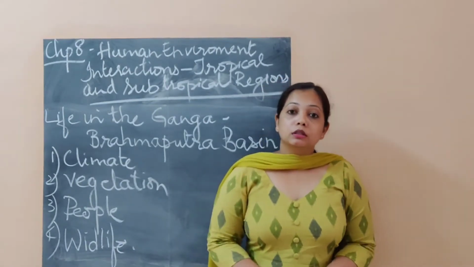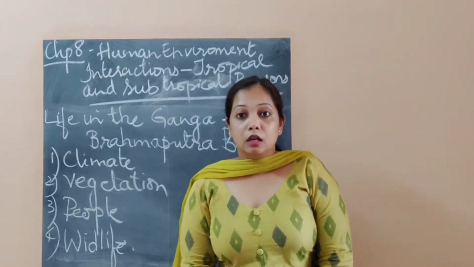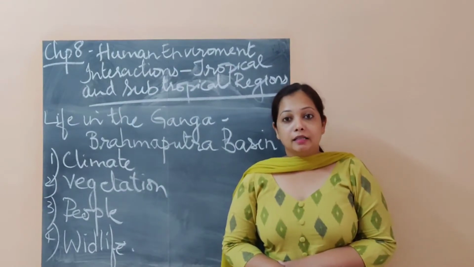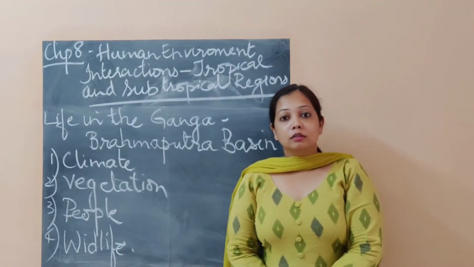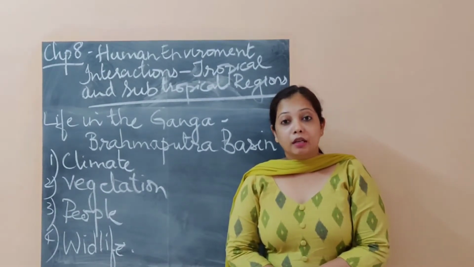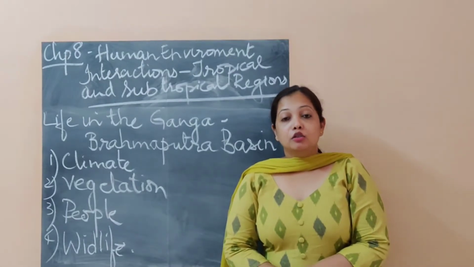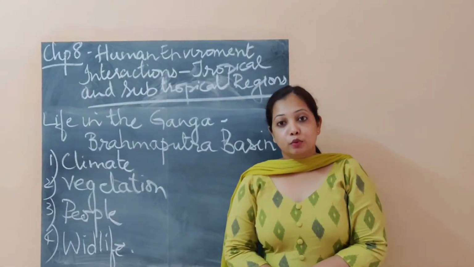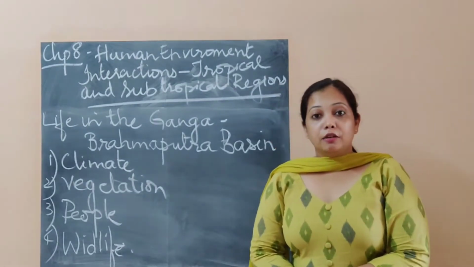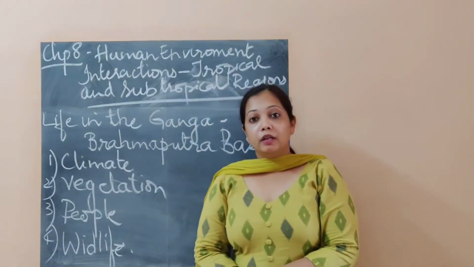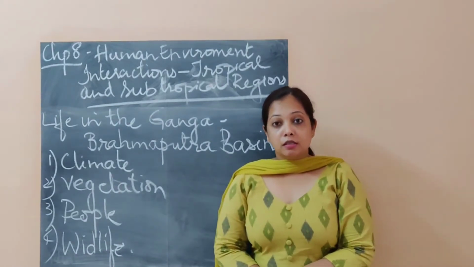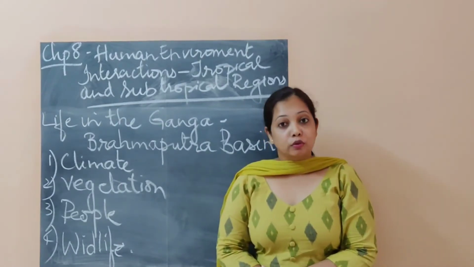Now when we talk about the Ganga and the Brahmaputra basin, we always talk about the northern plains, because it lies in the northern plains, and you all know that the northern plains are very fertile. It's a plain area drained by a lot of rivers and tributaries, the main river being the Ganga. And being flat land, it is also very populous, and there's a lot of transportation through the rivers.